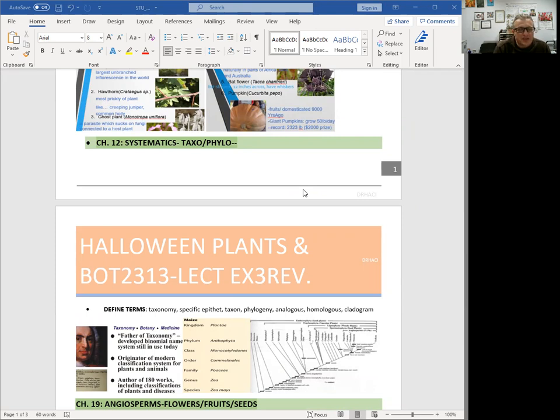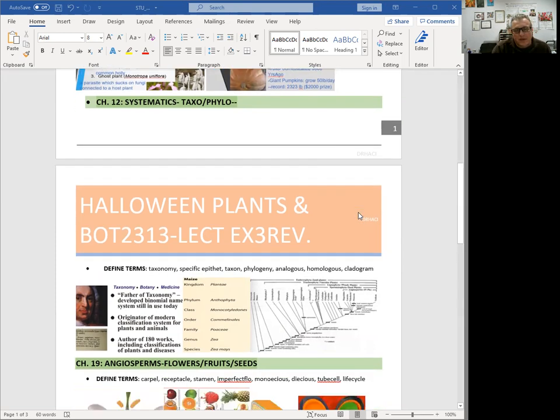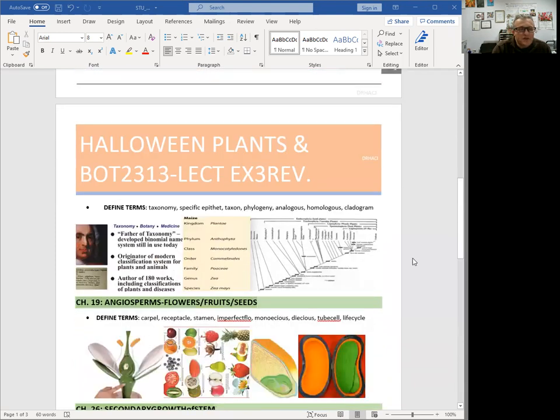Some of the terms we cover are taxonomy, specific epithet, taxon, phylogeny, analogous, homologous, and cladogram, among many others. We know Carl Linnaeus is considered the father of taxonomy. He wrote two books, one about plants and animals and the other specifically about plants, and also came up with the whole binomial system to classify organisms.